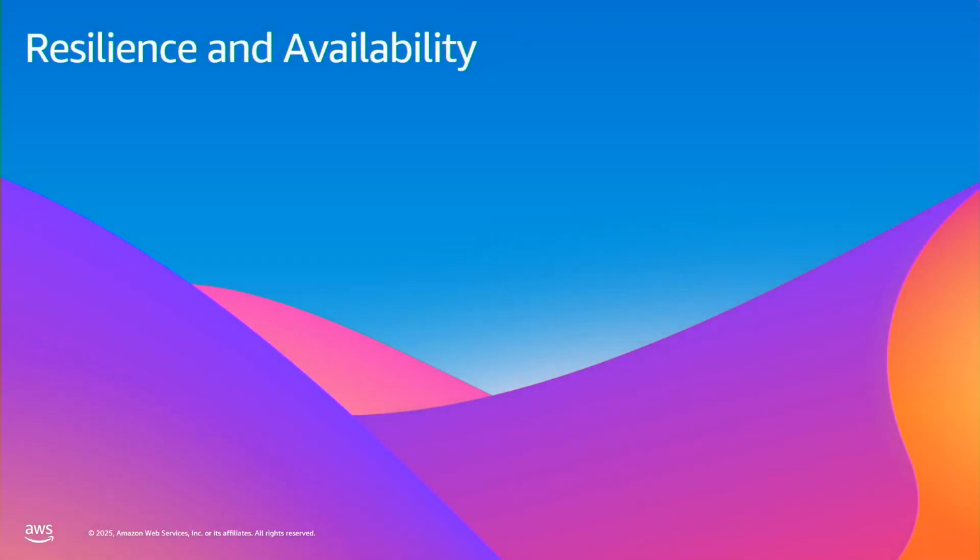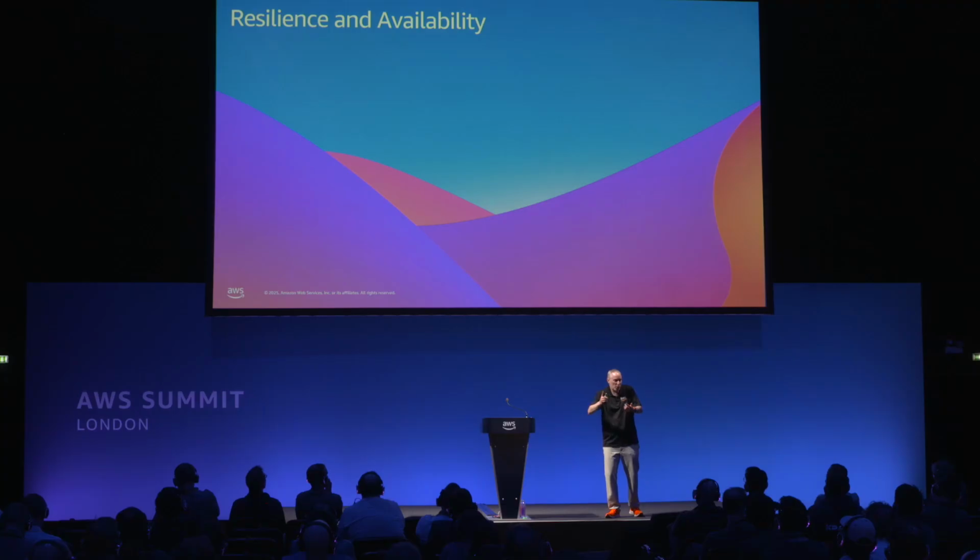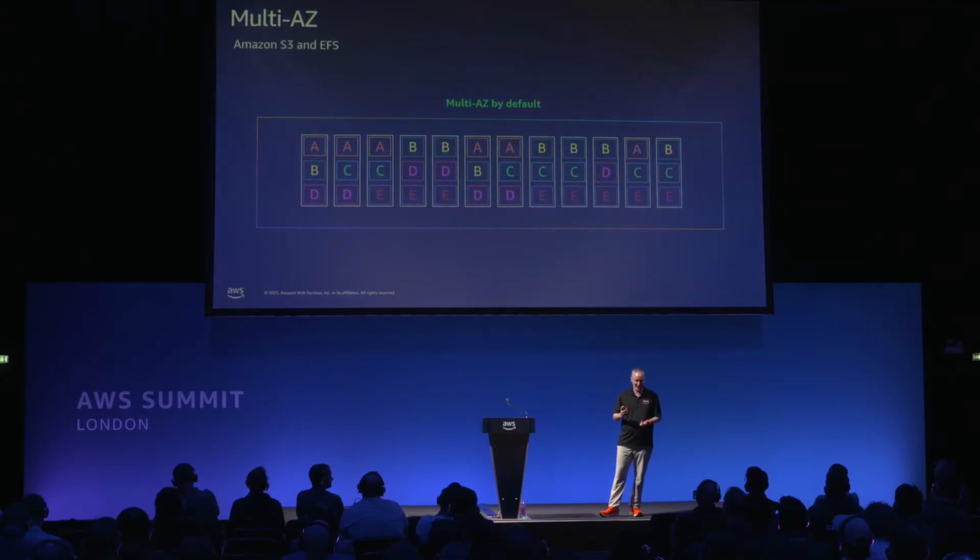So all of this fantastic levels of durability could be happening in one data center with one set of power connections, one set of network connections. Durability is not the same as resilience and availability. It's not how we do things at AWS.